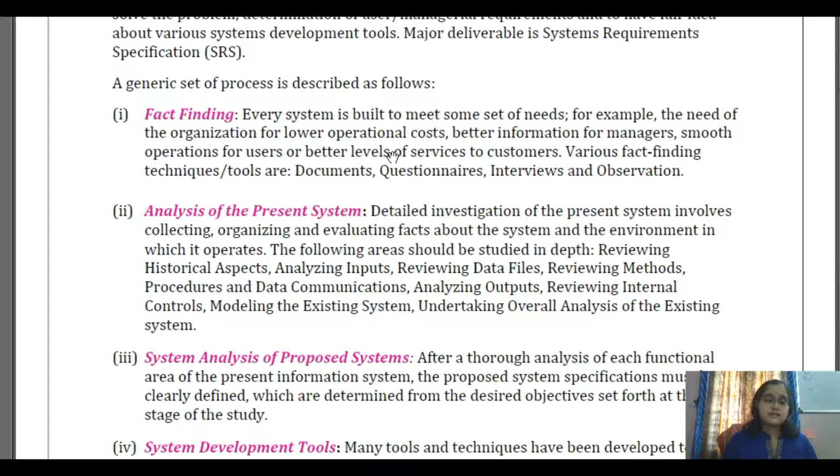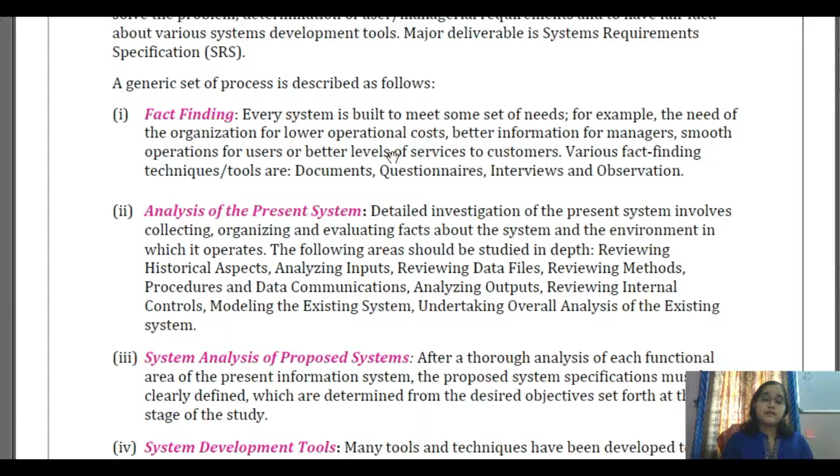Then modeling the existing system. The analyst, after understanding the entire existing system, will prepare a flow chart or an ER diagram where the existing system is shown in a diagrammatic manner, and then he can understand where the gap exists. Depending upon the gaps, he can take appropriate steps to close them or make further improvements. And then undertaking overall analysis of the existing system. Once all this investigation is done, he can once again run the entire system to get an overview of the existing system.